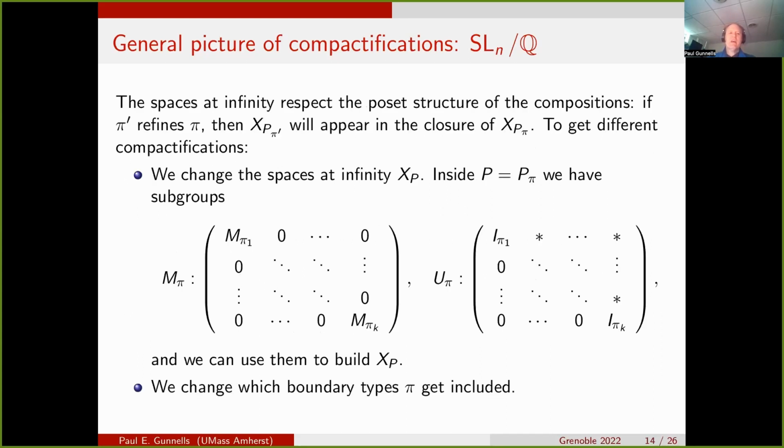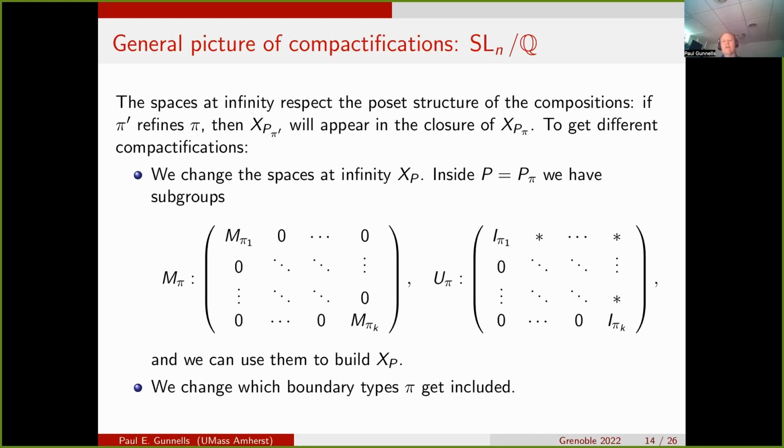And furthermore, you're going to be taking these spaces for these different parabolic subgroups, and there are going to be relations between the spaces at infinity. If you have a refinement of the block structure, then you want a relation between the spaces that you add at infinity. It's really about the topology here. If pi prime refines pi, then that space at infinity should be in the closure of the other one. Okay, so that's some obvious compatibility. Those subgroups are clearly related as subgroups of SLN or G, so we want some kind of relation between the spaces.